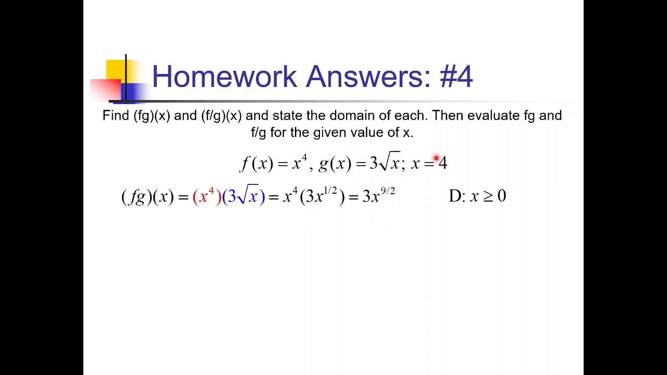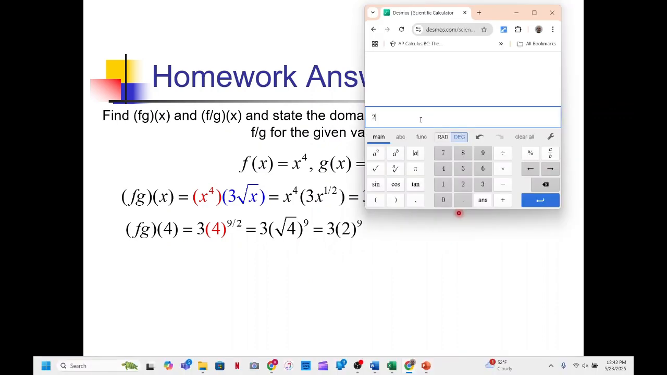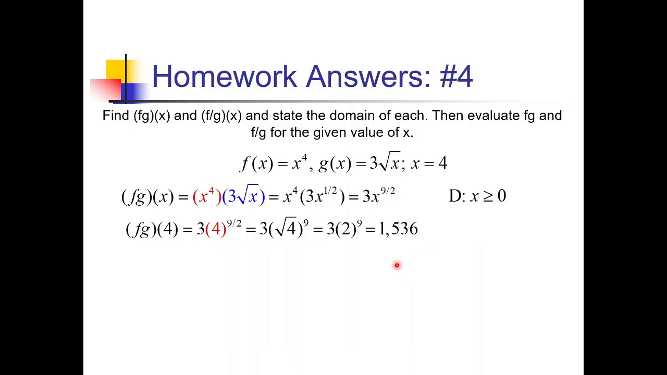And plugging in 4 for that, this is going to be 3 times the square root of 4 to the 9th power. So that's 3 times 2 to the 9th, which I'm going to plug into Desmos just to be on the safe side. So 3 times 2 to the 9th comes out to 1,536.